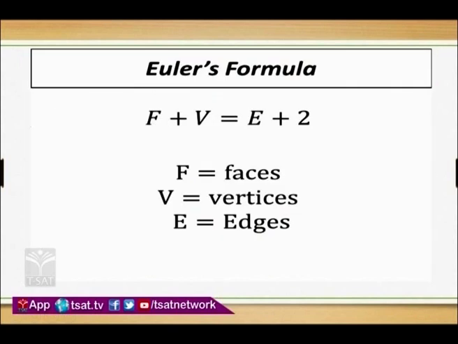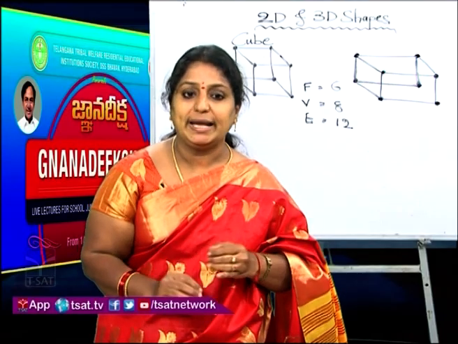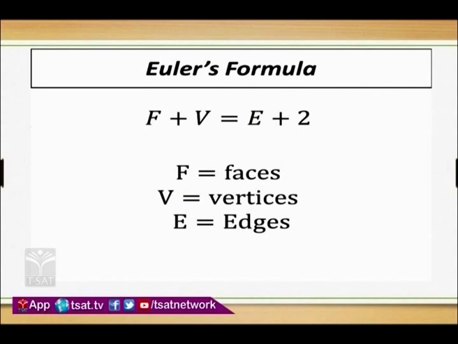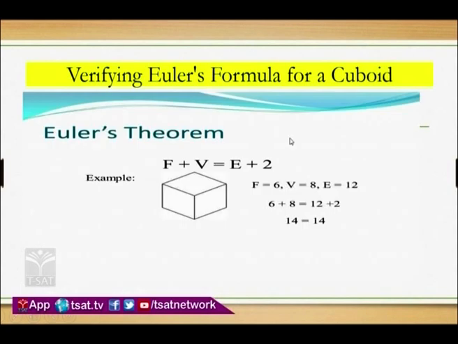Now next one, a very important topic, Euler's formula. Here Euler is a famous mathematician who brought the relationship between the number of faces, number of vertices, and number of edges for any polyhedron. This relation is satisfied. That is, when you add the number of faces and the number of vertices, it should be equal to the number of edges plus 2. Now let me show you one example. Euler's theorem here: f plus v is equal to e plus 2.